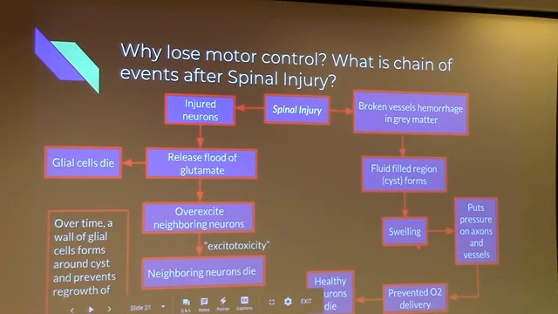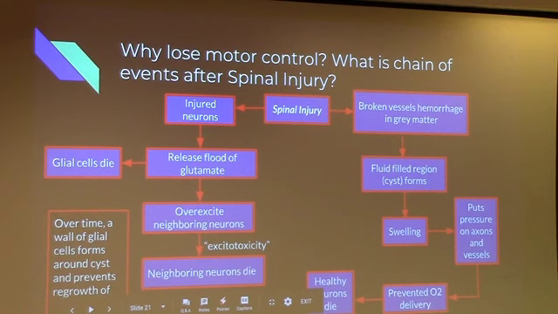This swelling puts pressure on both axons as well as vessels. So the axons are affected as well as healthy intact vessels. When healthy intact vessels are constricted as a result of this swelling and pressure, O2 delivery to the healthy neurons is prevented. And so the healthy neurons also die. This is the chain of events that takes place after a spinal injury.